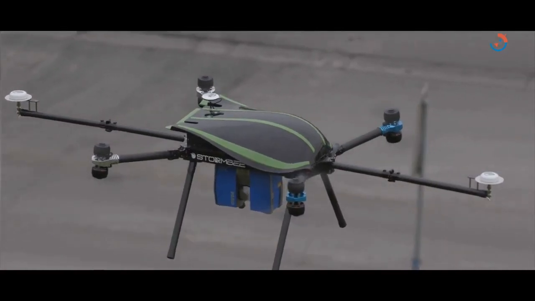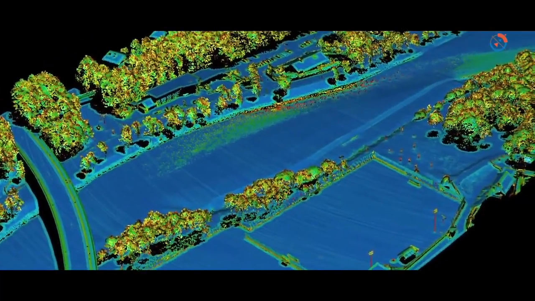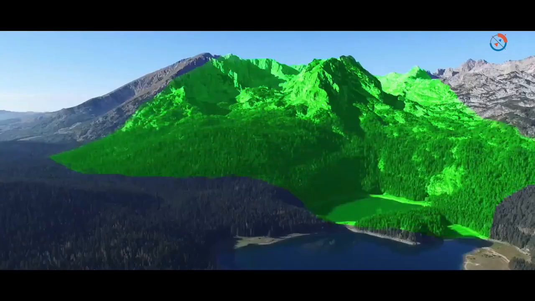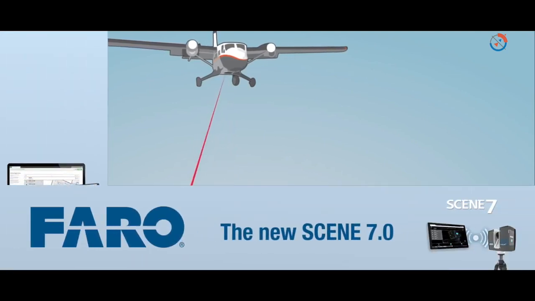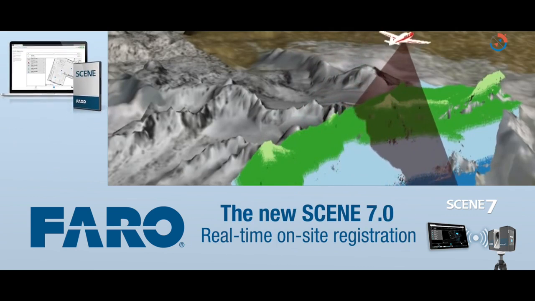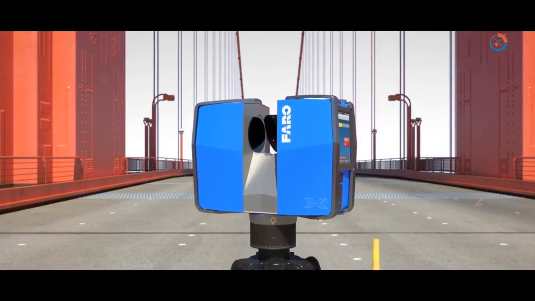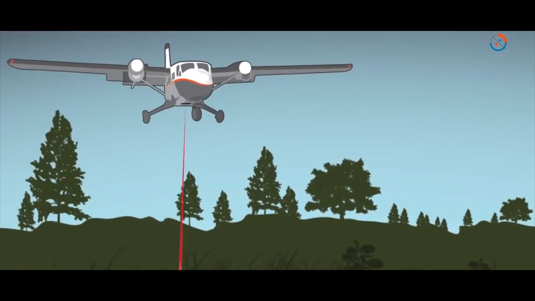Airplanes, unmanned aerial vehicles and helicopters are the most commonly used platforms for acquiring Lidar data over broad areas. There are different ways to collect data using Lidar: from ground, from plane or from satellite.